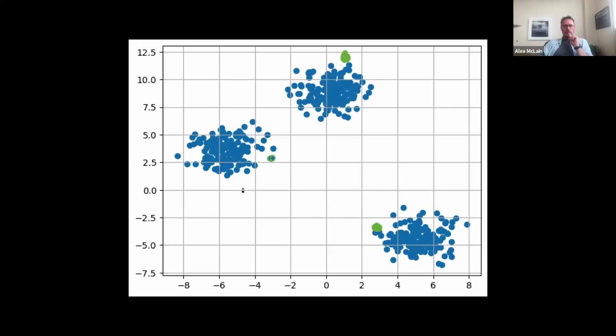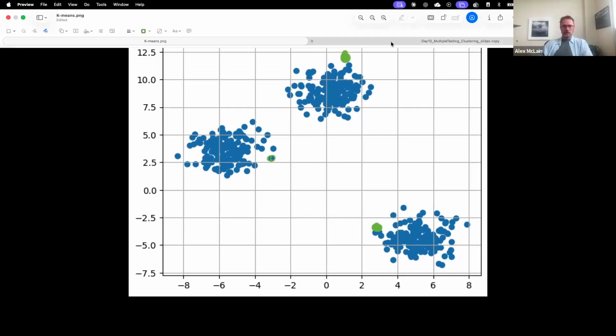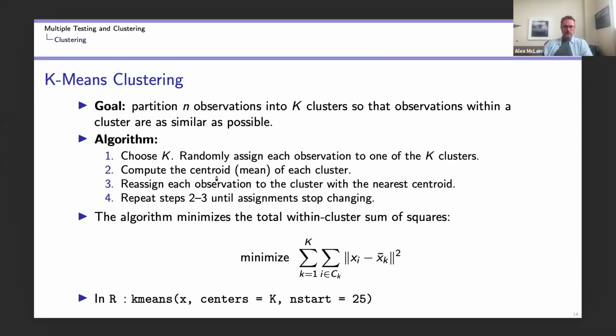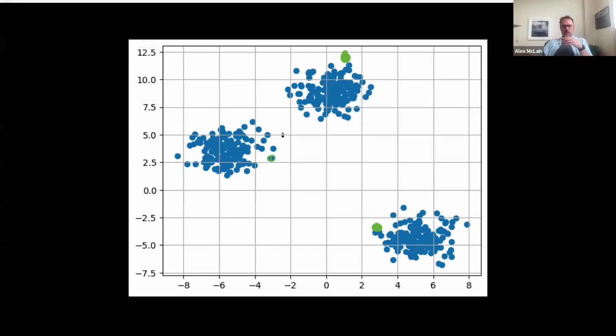Then we group every data point in the data set with the cluster that corresponds to the closest of these green points. So for all of these data points, we would say which of the green points is closest. The green points are called the centroids usually. We have these 3 centroids. We say, all right, which centroid is closest to each of these points?